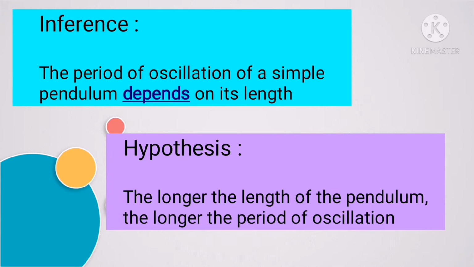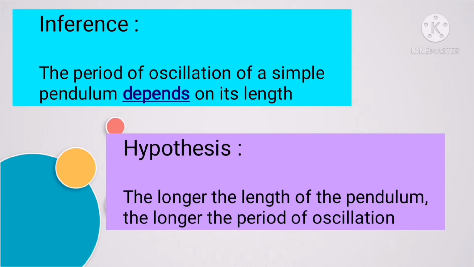From the previous situation, we can make an inference. The inference that we can make here is that the period of oscillation of a simple pendulum depends on its length. One thing you need to remember when you write down an inference is that you write it in this method, where your responding variable depends on your manipulated variable. So we write: the period of oscillation of a simple pendulum depends on its length.